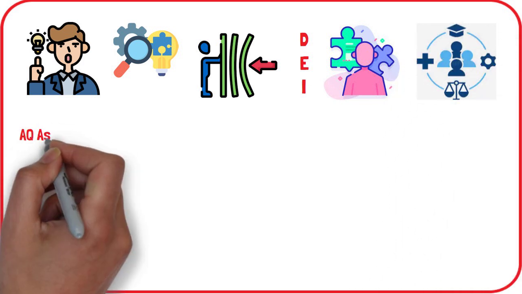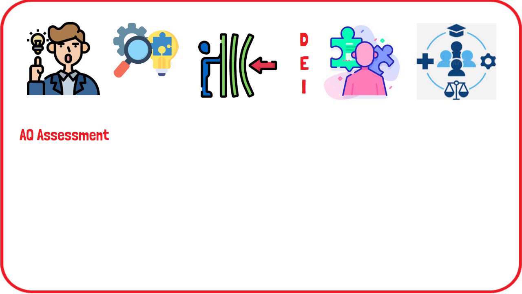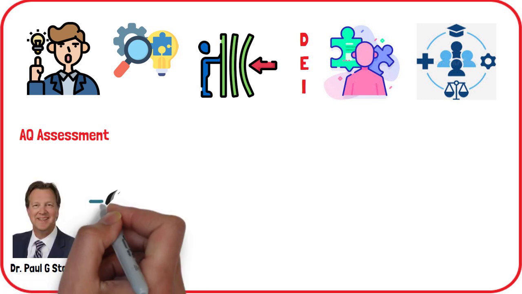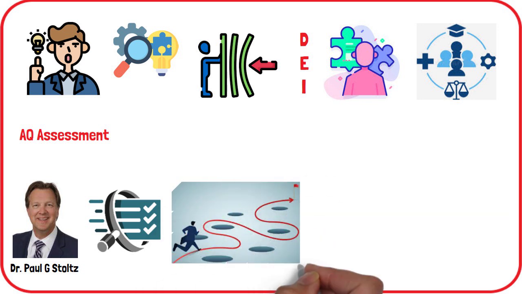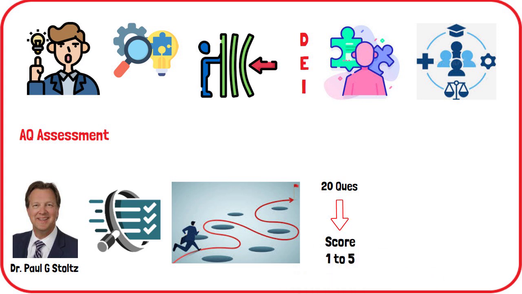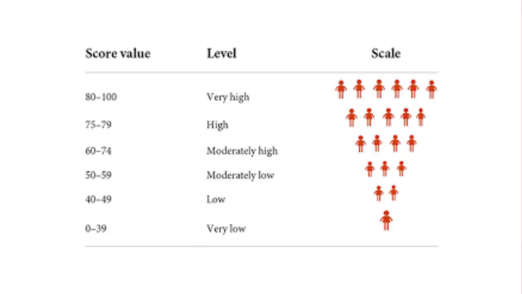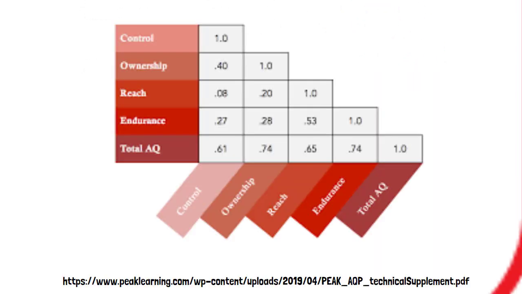AQ assessment: Dr. Stoltz from Peak Learning Incorporation developed a test to evaluate how individuals respond to adversity and identify areas for improvement. The assessment consists of 20 questions, with scores ranging from 1 to 5. A higher total score, calculated by multiplying the sum by 2, indicates better resilience, with the average score being 147.5. Here is a sample report of the test. The link for the test is provided in the description of the video.